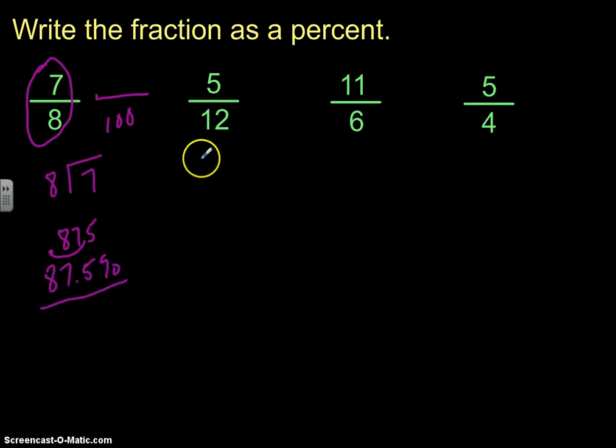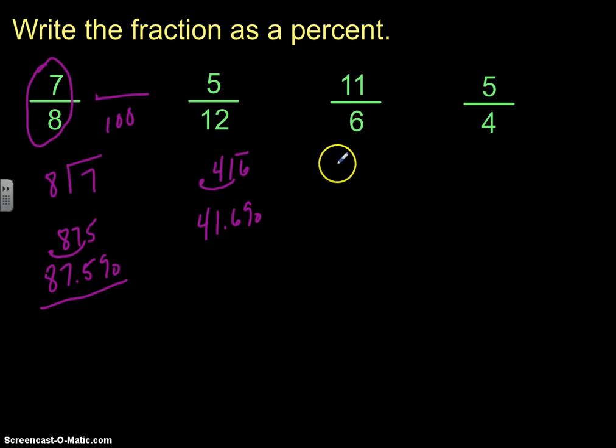Okay? 5/12. Well, we're going to divide 5 by 12, and we're going to get 0.416 with the 6 repeating. Okay, move the decimal two places to the right to turn it into a percent. 41.6%.